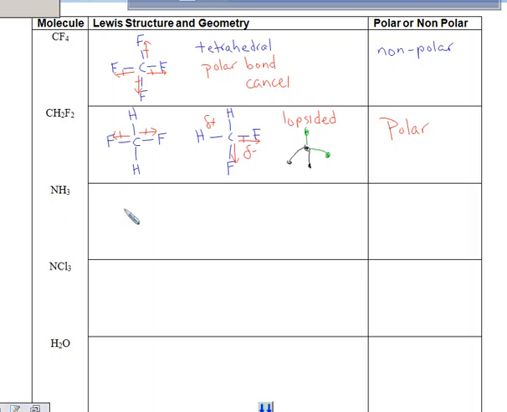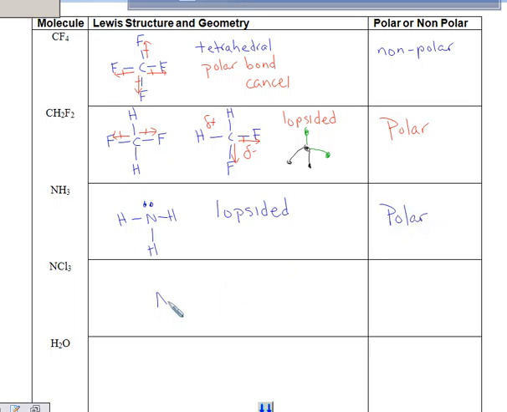Let's try ammonia now. And the Lewis structure for ammonia looks like this. We have one lone pair. If we have a lone pair on a central atom, that means the thing is lopsided. We know it has to be a polar molecule.